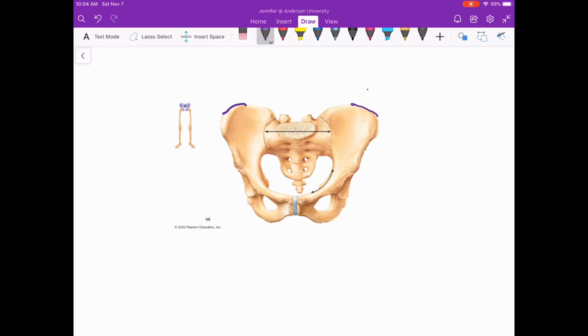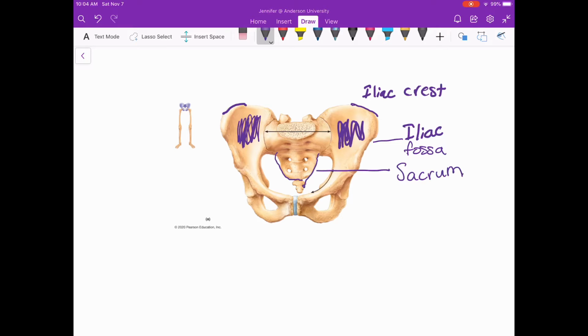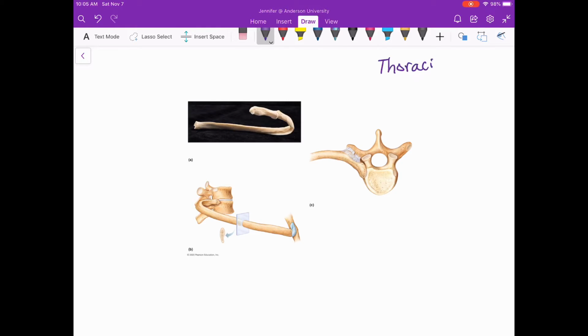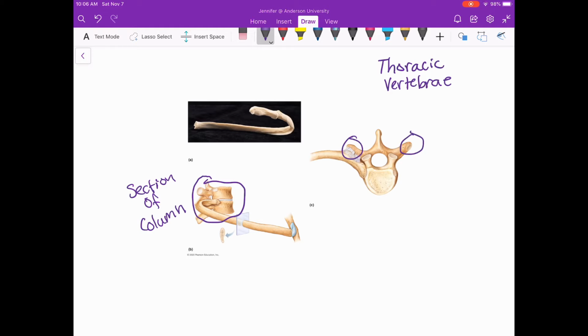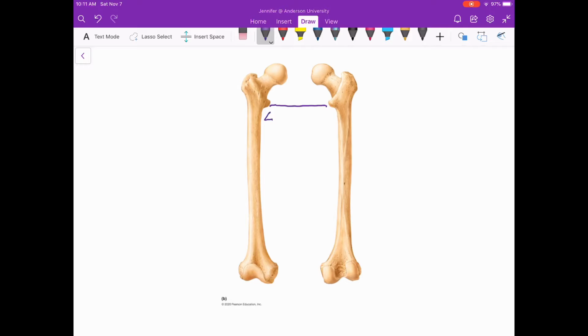Here we have a bone where you can see the iliac crest, as well as the iliac fossa, where the iliacus is originating from, and the sacrum. Alright, here we have a thoracic vertebrae, and you can also see a section of the vertebral column, as well as the transverse processes. Here we have the femur, where you can see the lesser trochanter kind of at the bottom of that crescent shape.